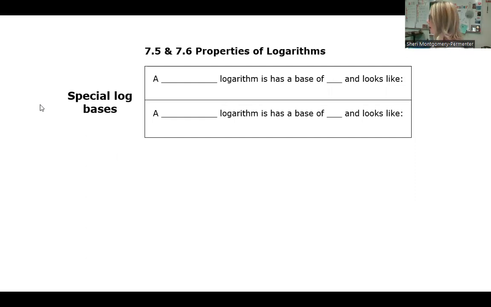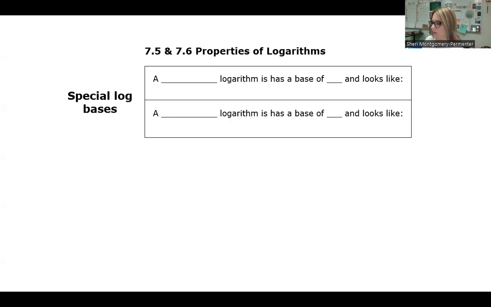So we're going to start out and fill in the blanks, and we're going to talk about special log bases. Remember that the base of a log is the little number down by the tail of the g. It's a subscript. Last class, everything we did had some number: a 3, a 4, a 7. Sometimes there's not a number at all.